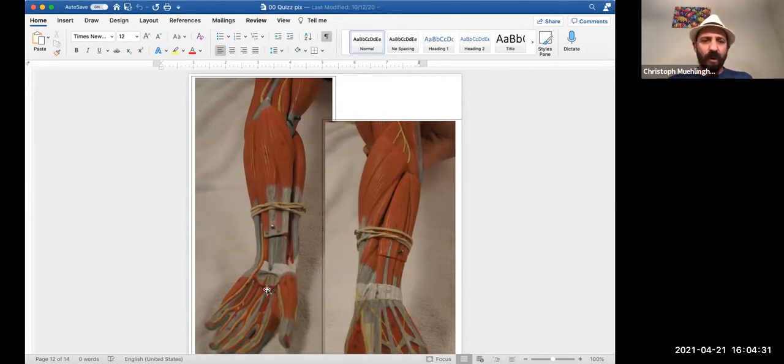And it goes into the palm of the hand right in here. And then the last one that's next to that is right here. And that's the flexor carpi ulnaris, because it goes to the pinky side. All right, so that's the front of the forearm.